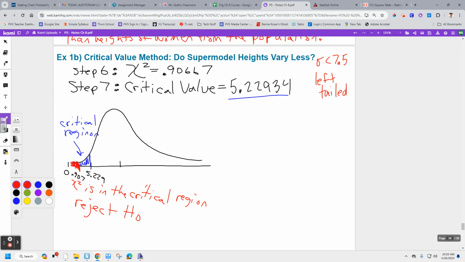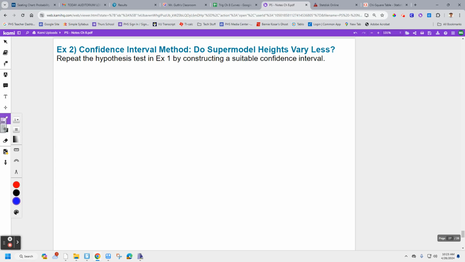Your conclusion is the same as example 1a. We could write all that down, but we're not going to. There's sufficient evidence to support the claim that the heights of supermodels vary less than the heights of women in the population. Number 2 is the confidence interval method of the same problem.